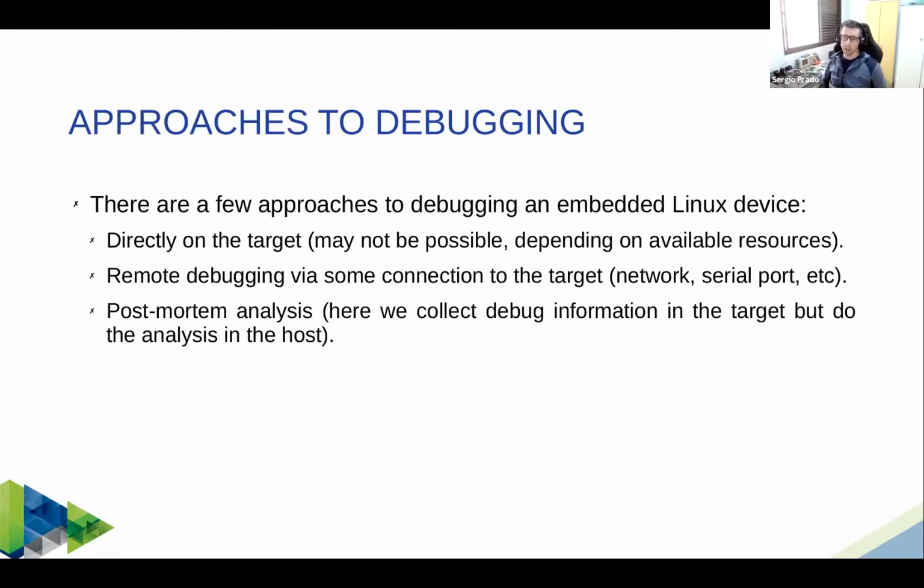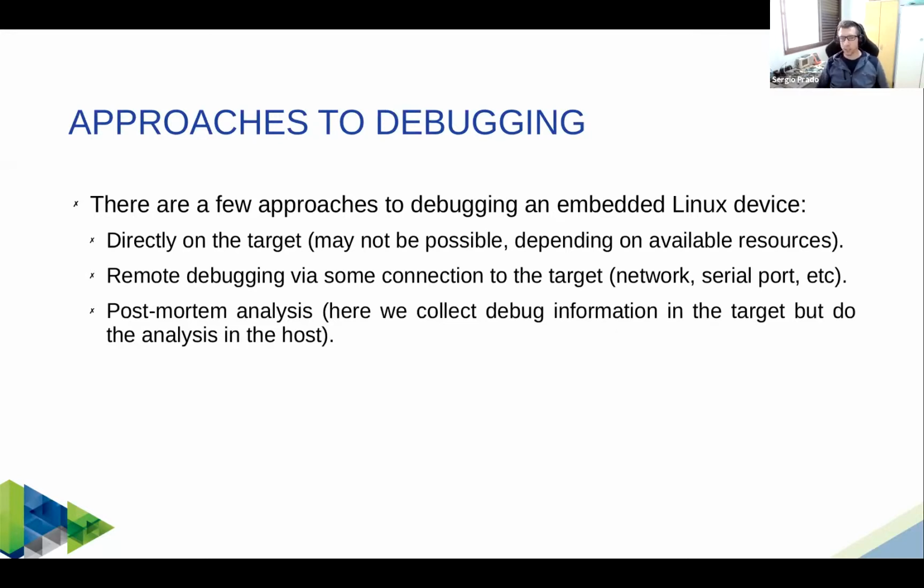I can also say that there are kind of three main approaches for debugging. You can debug directly on the target. That's one way to do it. But sometimes that's not possible because the target may not have the resources needed. So you can install debugging tools and applications with debugging symbols and the source code and all of these that you need to do debugging. So sometimes that's not possible or that's not feasible.